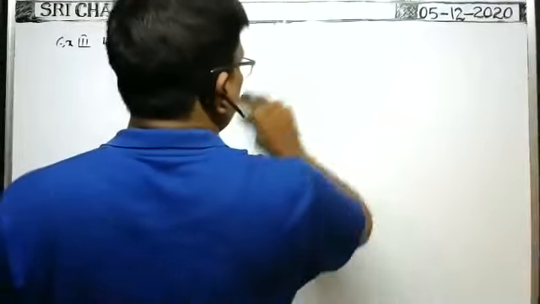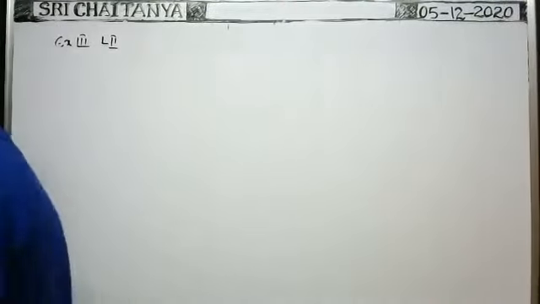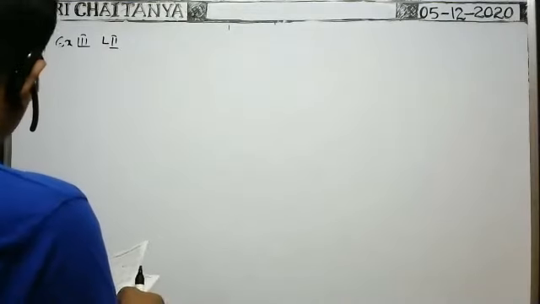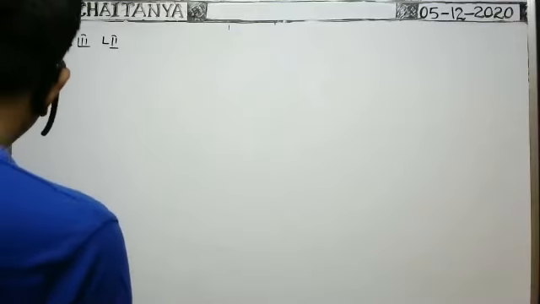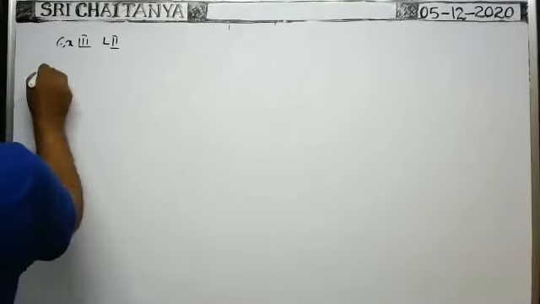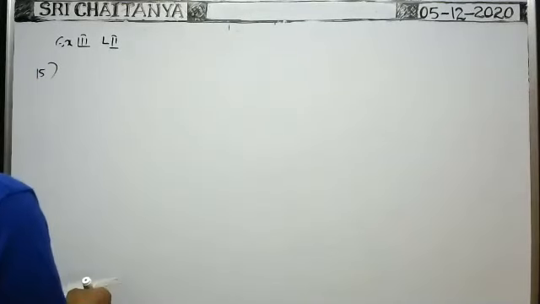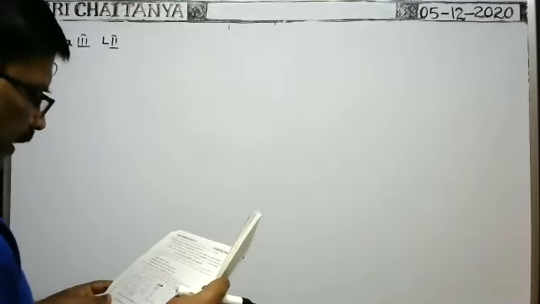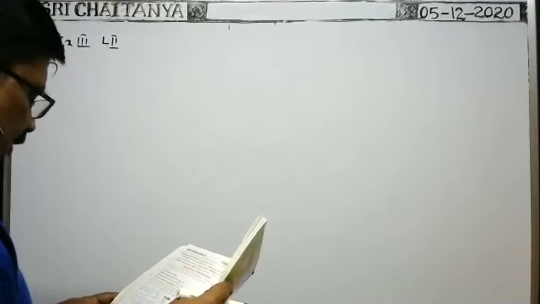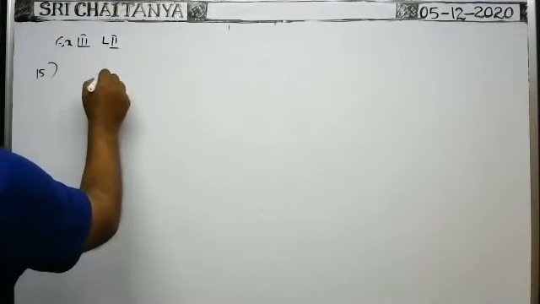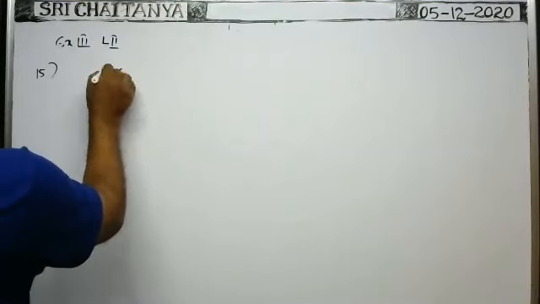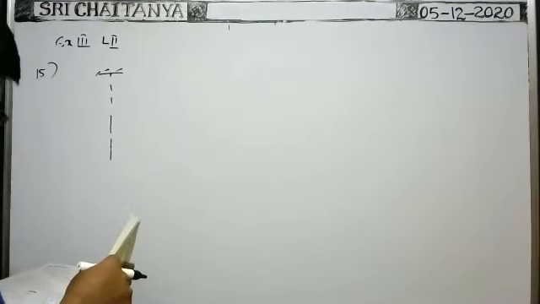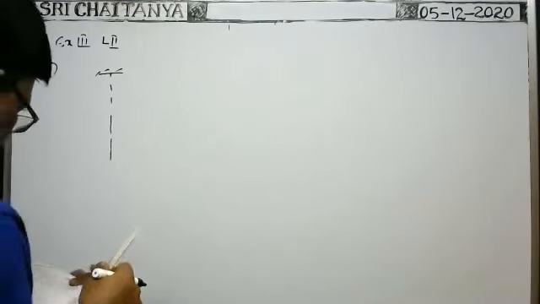Next, the 15th problem. That is also an important one. A simple pendulum of length L and mass m of the bob is vibrating with amplitude A. Then the maximum tension in the string is.